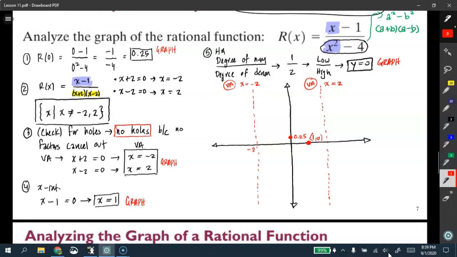And so definitely the graph is going to go through 1, 0 as well. Okay, so we are just about ready to go ahead and start graphing. The last thing that we need to account for is step number 5. And step number 5 says that the horizontal asymptote is at y is equal to 0.